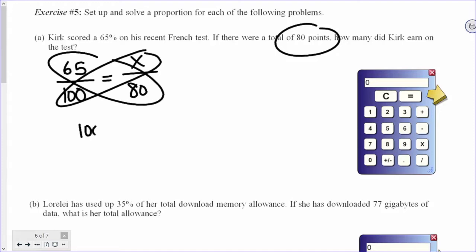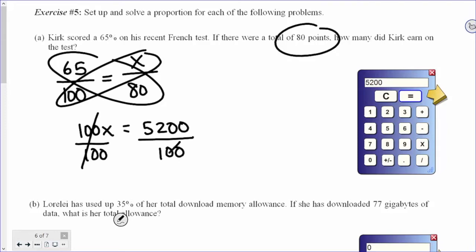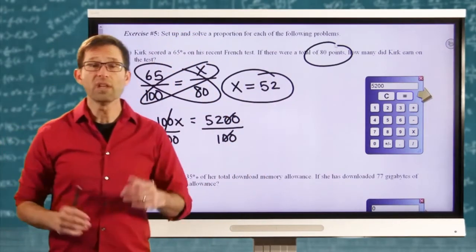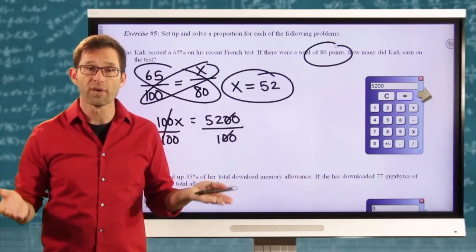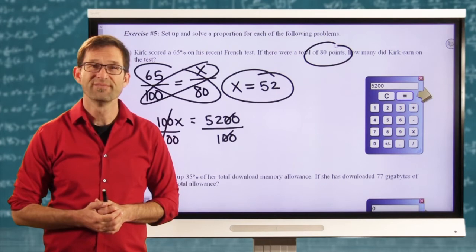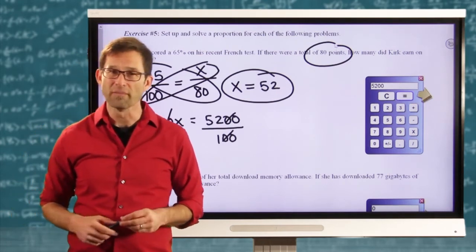Okay, I'm going to get 100x is equal to 65 times 80. And that's going to be 5,200. And then I'm going to divide both sides by 100. And now I think I'll skip the calculator work to get x equals 52. So I must have scored a 52 out of 80, because 52 out of 80 is the same as 65 out of 100. All right? Let's take a look at problem letter B.